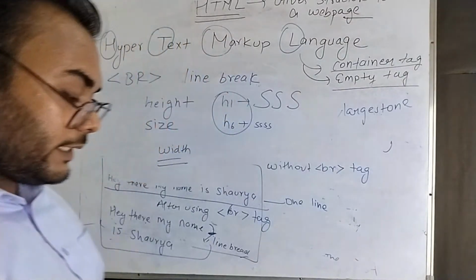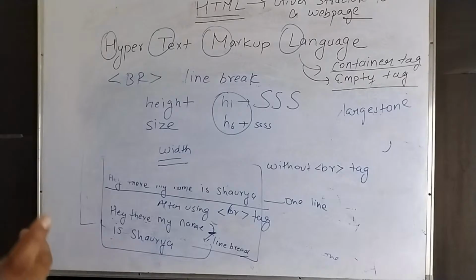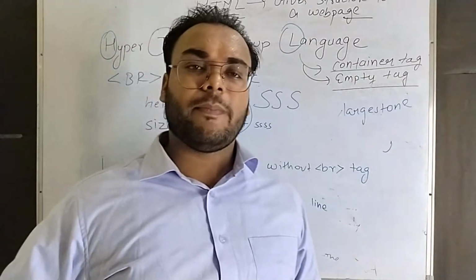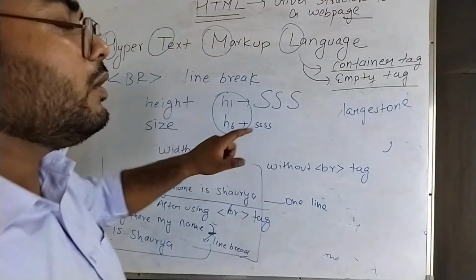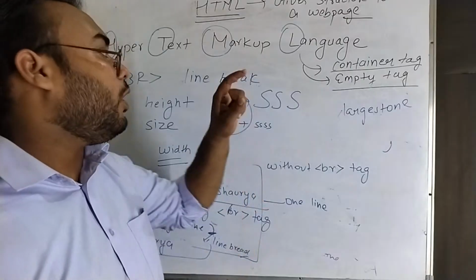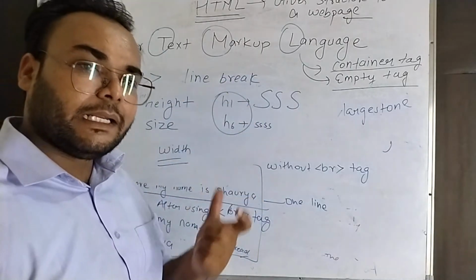So you can also see this is written. It's a type of additional property we can use in HTML, so that we can arrange the text, and arrange any shape on the web page. That is called the attribute.